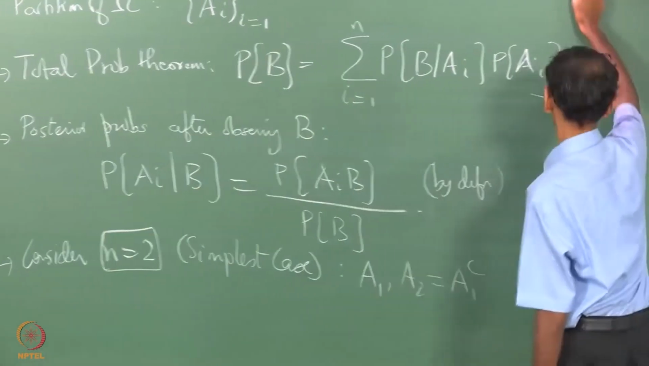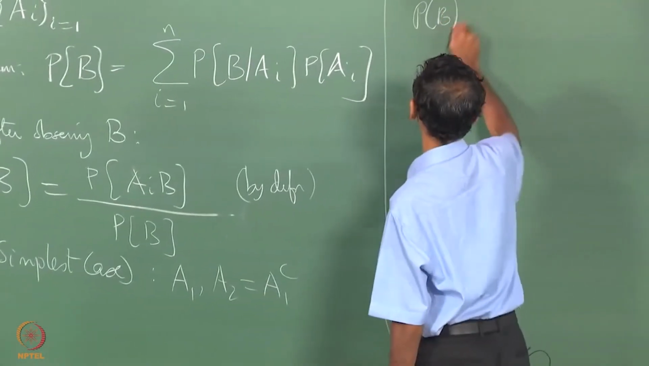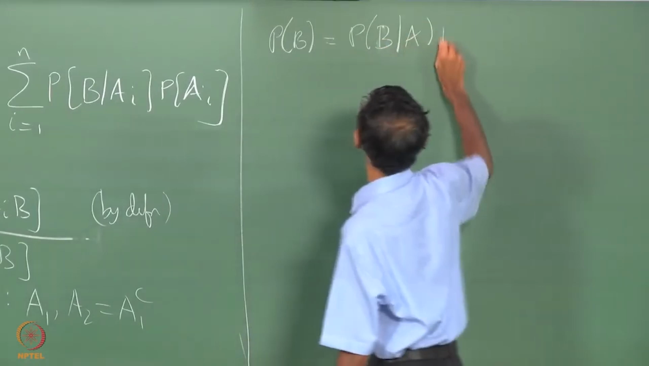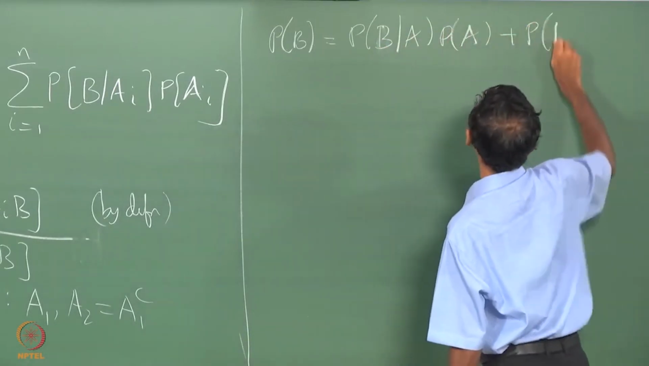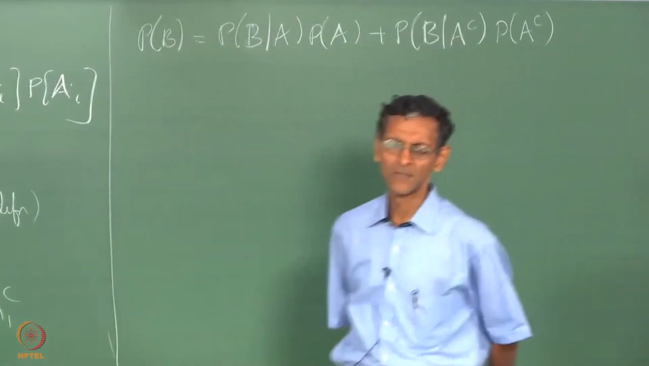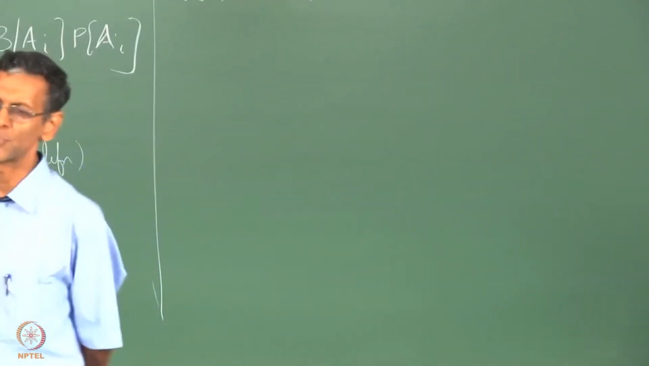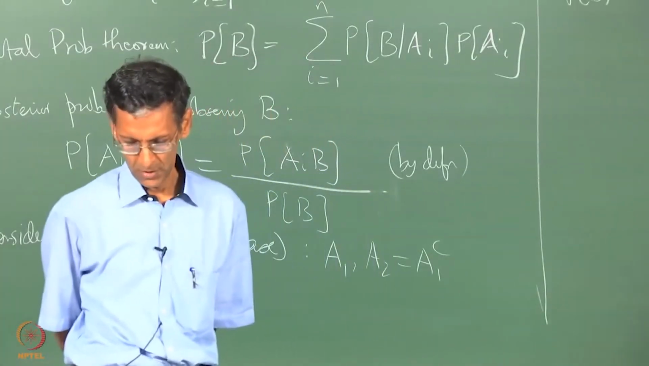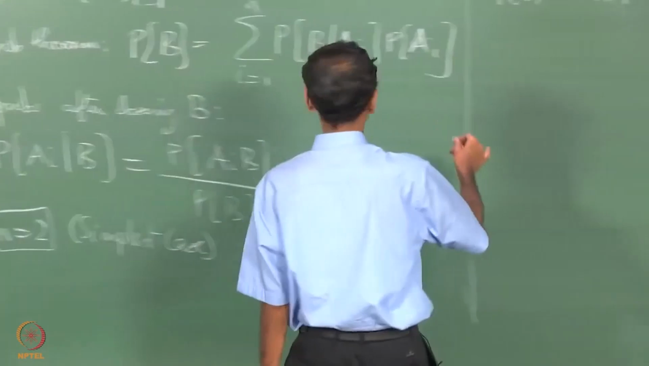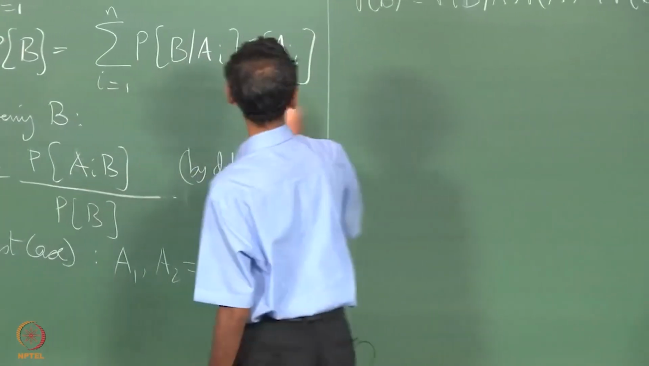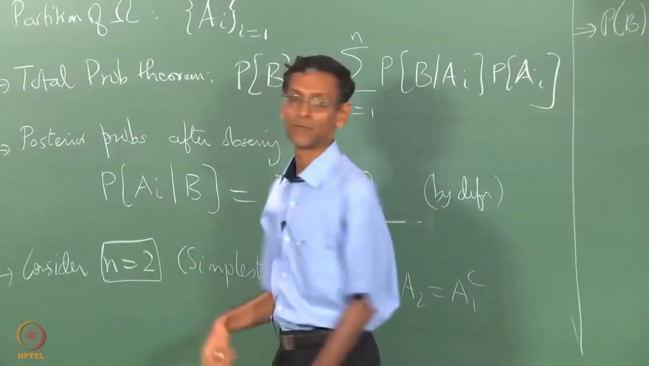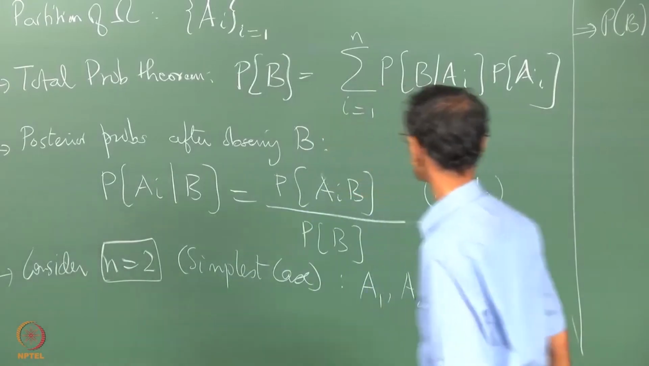So what is the probability of B now? Any event B will be P of B given A, P of A, plus P of B given A complement, P of A complement. This is a very commonly used formula which I am sure you have seen before. Let's see how far we can go with this. And of course, you can talk of the posterior probabilities, in terms of both A given B as well as A complement given B. Both of them will be the posterior probabilities in this particular case.